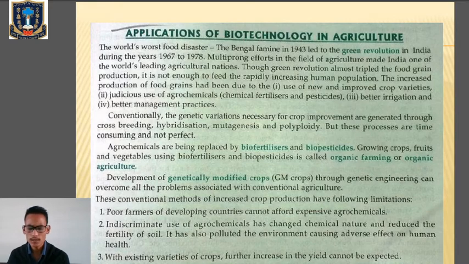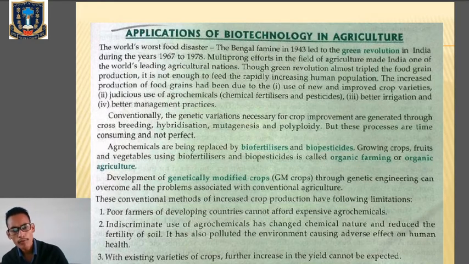But now, in the present time, the use of chemical fertilizers and pesticides is totally banned in most of the states. So the agrochemicals have been replaced by biofertilizers and biopesticides. We have already learned about these biofertilizers and biopesticides in our previous units, so try to recall them. Growing crops, fruits and vegetables using biofertilizers and biopesticides is called organic farming or organic agriculture.